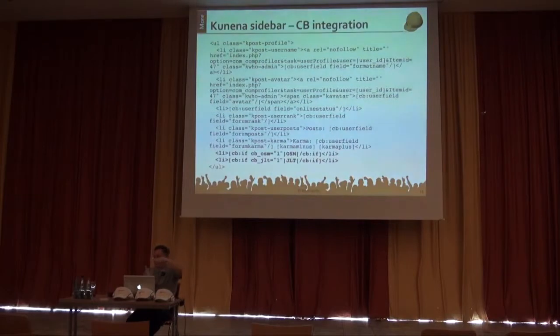So I'm just putting the OSM letters here. Or if this person has the JLT field set to 1, I put JLT. You can do anything you want here. You can show images of users, little nice badges.